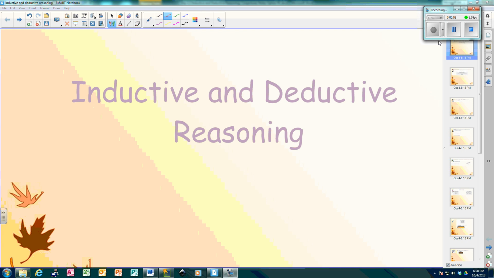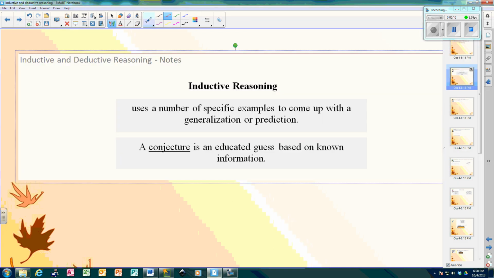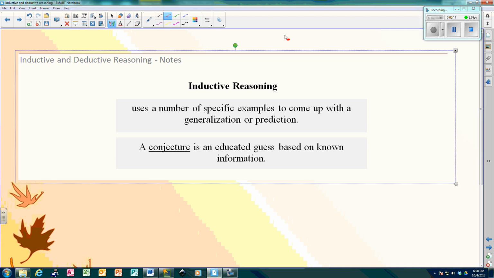Okay, so today we are doing some more with our logical reasoning. Today it's inductive and deductive reasoning. So there are two types. We have inductive reasoning, which uses a number of specific examples to come up with a generalization or a prediction.